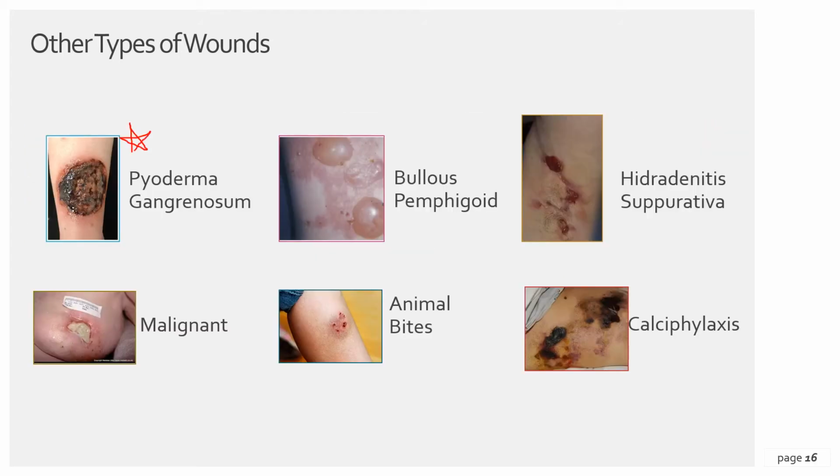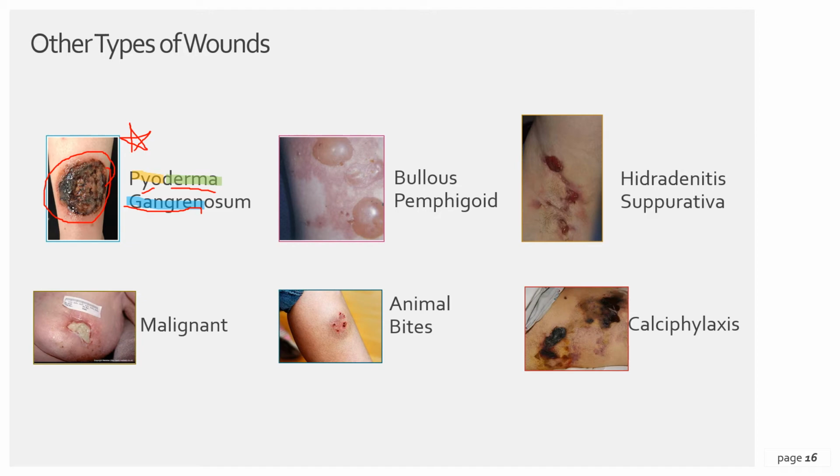Sometimes we see something called pyoderma gangrenosum. That's a big word, so let's break it down. Pyo means purulence. That's the medical term for pus. Derma, of course, means skin. And gangrenosum, you see the word gangrene in there. So when you put it all together, you have purulent skin that has died off. That's a perfect description of this wound.